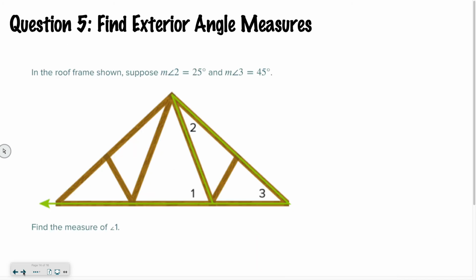Why don't you go ahead and solve for this one? We have in the roof frame shown, suppose the measure of angle 2 is 25 degrees, the measure of angle 3 is 45 degrees, and I want you to find the measure of angle 1. Good luck.